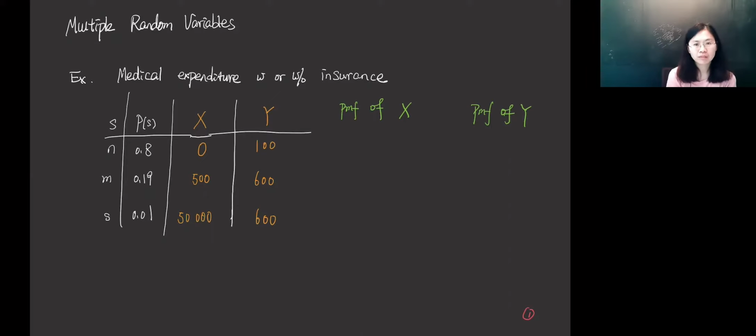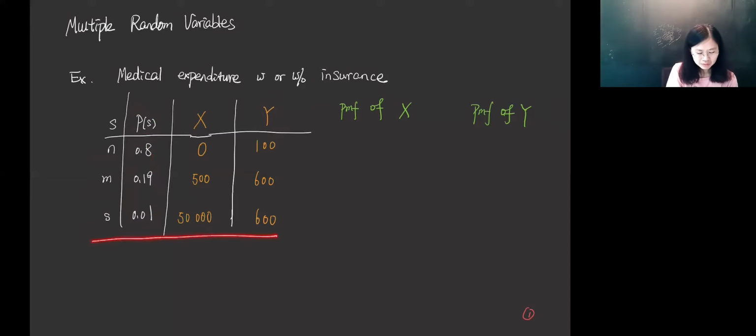Then two random variables are relevant for your decision. One is your medical expenditure without the insurance, and the other is the medical expenditure with the insurance. Let's say the first variable is denoted by X, and the second variable is denoted by Y. And their values corresponding to the three states of the world, no illness, mild illness, and severe illness, are respectively 0, 500, and 50,000 for X, and 100, 600, 600 for Y. And PS gives the distribution of the state of the world.